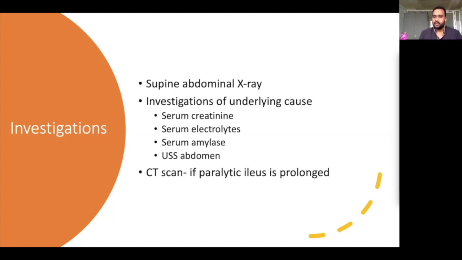Then we have to check the serum amylase to see whether there's any pancreatitis, right? And we have to do an ultrasound scan to see whether there's any inflamed appendix or any cholecystitis according to the history. According to the history, we have to find out the foci for intra-abdominal sepsis. So that is why we do ultrasound scan abdomen. There are various other investigations you can do. For example, if you're thinking about hypothyroidism, then we can do a TSH. Whatever the investigation to find out the underlying cause is important whenever it comes to paralytic ileus.